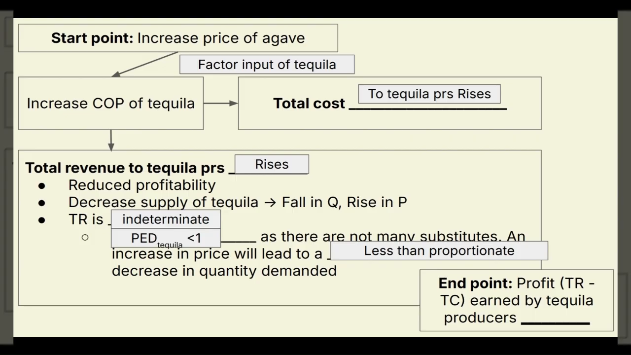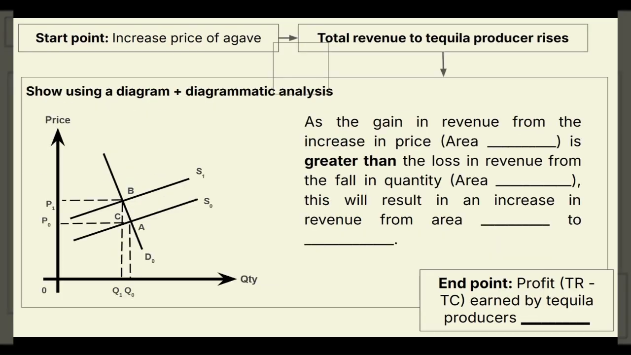To elaborate more on our answer, we can draw a diagram to show how total revenue has risen. Note once again, this diagram cannot show what happened to profits. It can only tell you what happened to revenue, as there are no cost curves present. To do the diagrammatic analysis, we need to find 4 different areas.